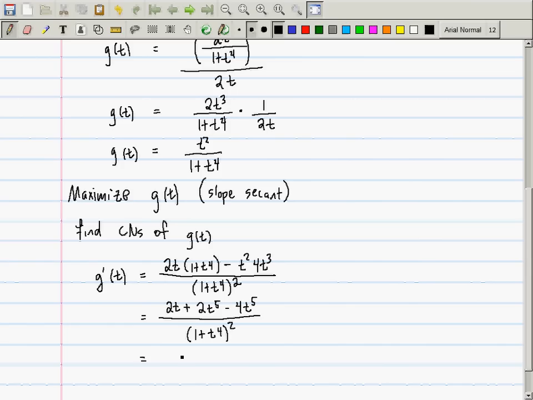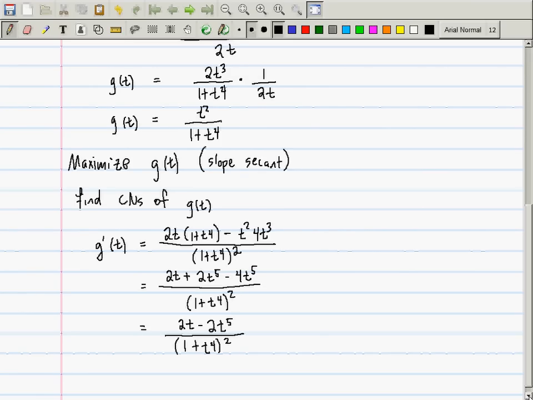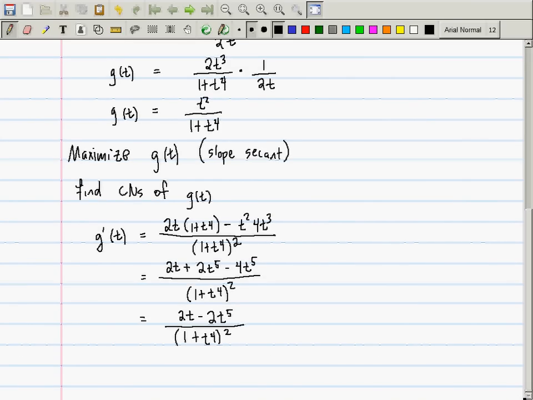So that's 2t minus 2t to the fifth, divided by 1 plus t to the fourth squared. Okay, now normally if I was only asking you to compute a derivative, then I would say stop here, please. But we're going to continue doing things with this derivative, so I'm going to continue doing algebraic simplifications. In the numerator, I can see that a common factor is 2t. So I can factor out 2t and say that this is 2t times 1 minus t to the fourth over 1 plus t to the fourth squared.